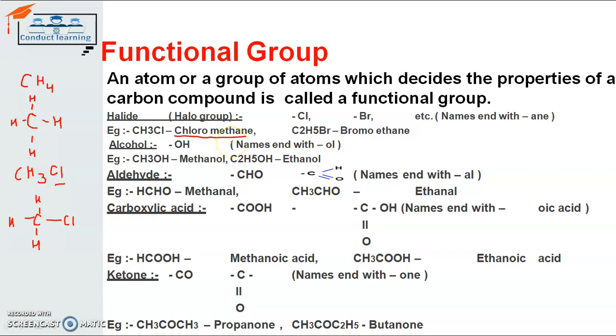So this is how chloromethane forms, where one hydrogen atom of methane is replaced with one chlorine atom, and this is how the functional group is attached to the already existing carbon compound and changes the property of that carbon compound. The same example for bromoethane is given here.